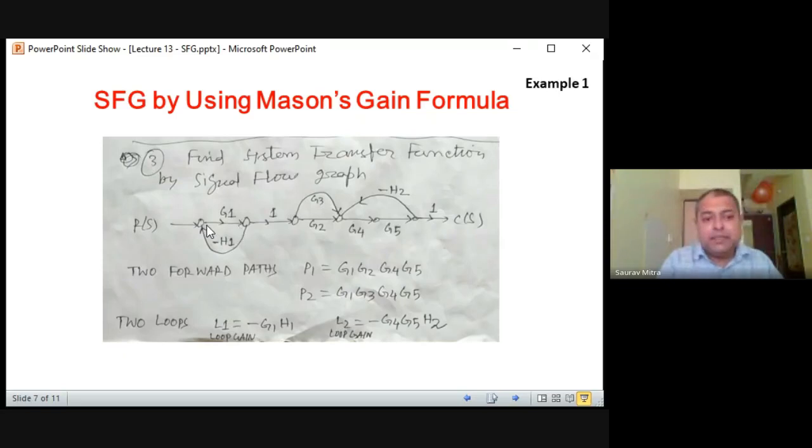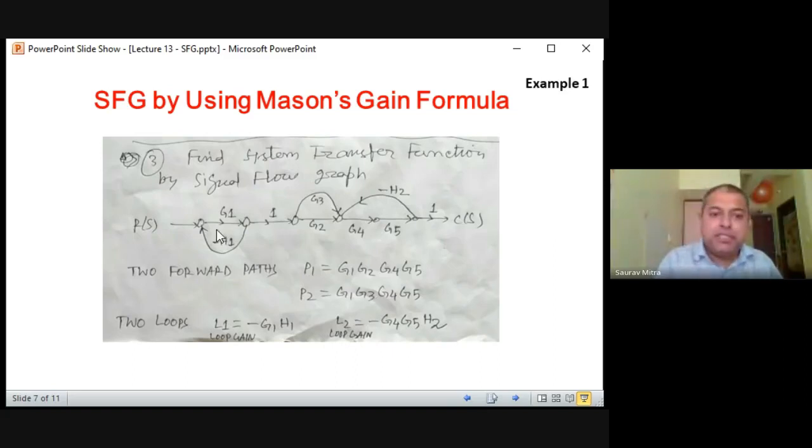What is the second forward path? It is G1, G3, G4, G5. So I'm giving you 30 seconds to understand whatever is given here. Four things are given here. Two forward paths. The first forward path is G1, G2, G4, G5. It's all going from left to right. The second forward path is G1, G3, G4, G5. This you have to understand. This is the first thing.